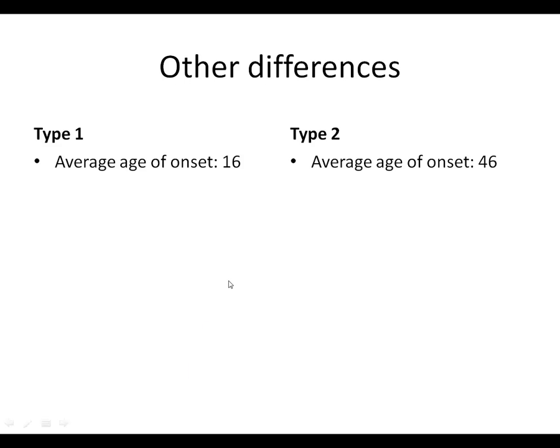So, other differences between type 1 and type 2. Type 1 is considered to be a young person's diabetes. The average age of onset is about 16. Compared to type 2, this is something that happens later in life, although more and more we are seeing young people coming down with type 2 diabetes, even children.